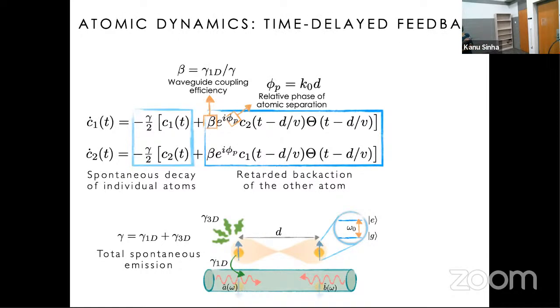Right, and we can trace out the field to write the reduced system dynamics of the atomic subsystem, which looks like this, where the first term indicates the spontaneous decay of the individual atoms, and the second term is the time delayed feedback or the retarded back action that each atom sees coming from the other atom. This term you can see comes in with a delay and some waveguide coupling efficiency and a phase factor that includes the phase of the field that is propagated between the two atoms.